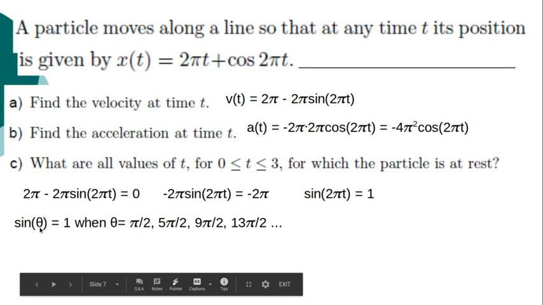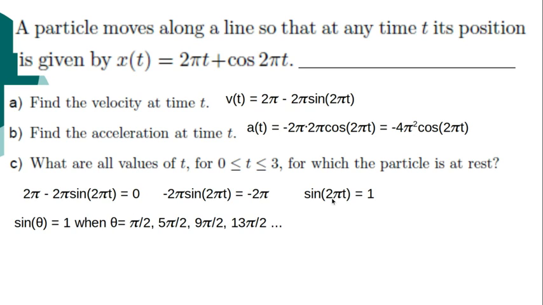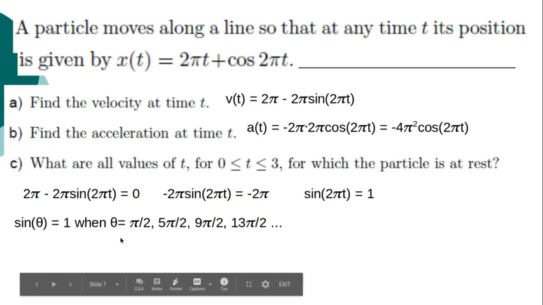So now what we're going to do is, since we replaced 2 pi t with theta, now we're going to go back and replace our theta with the 2 pi t that we had here and solve for t. Because our goal is not to solve for theta, our goal is to solve for t. So when does 2 pi t equal any of these values? To get t by itself, we just have to divide by 2 pi, or we could say multiply everything through by 1 over 2 pi.